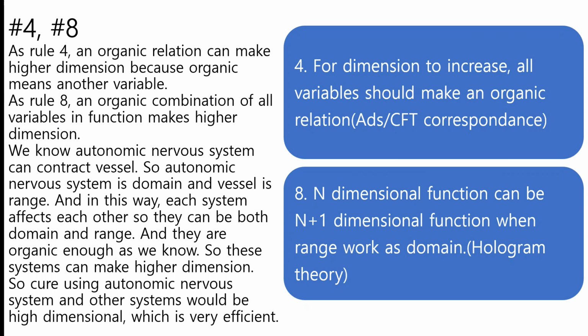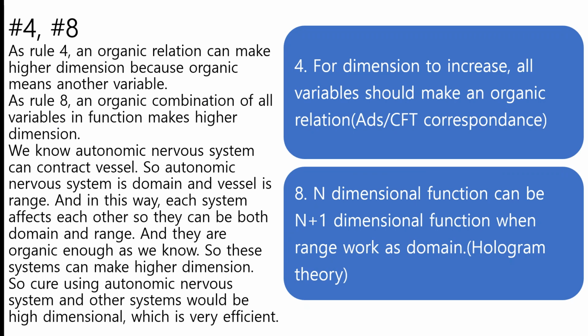Number 4: 4-dimension, to increase all variables should make an organization. Number 8: an endowment function can be an n plus 1-dimensional function when range works as domain. As rule 4, an organization can make higher dimension because the organ remains one of the variables. As rule 8, an organic combination of all variables in a function makes higher dimension.